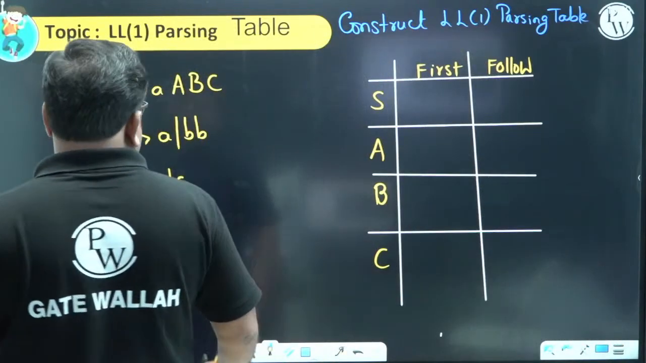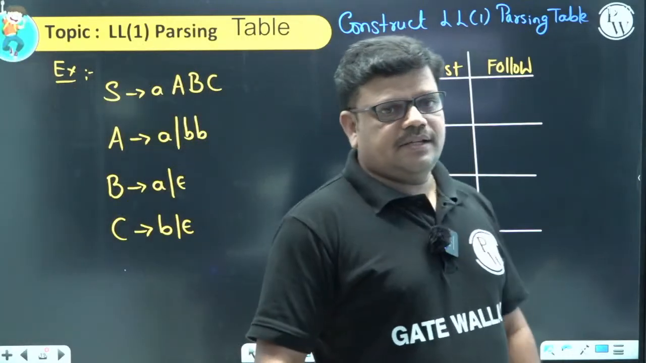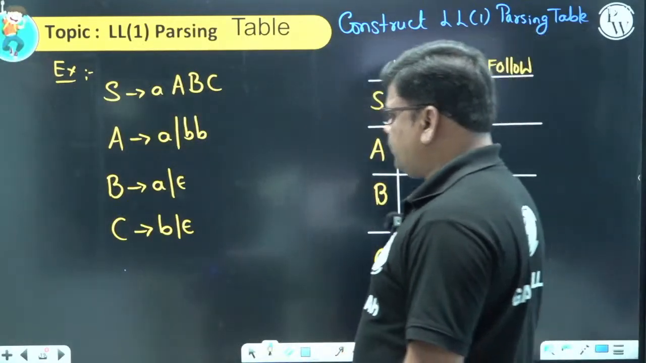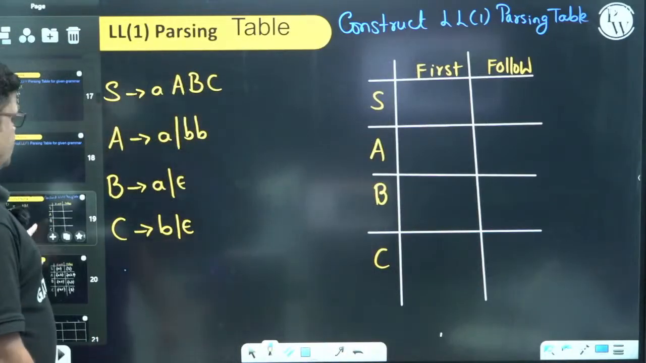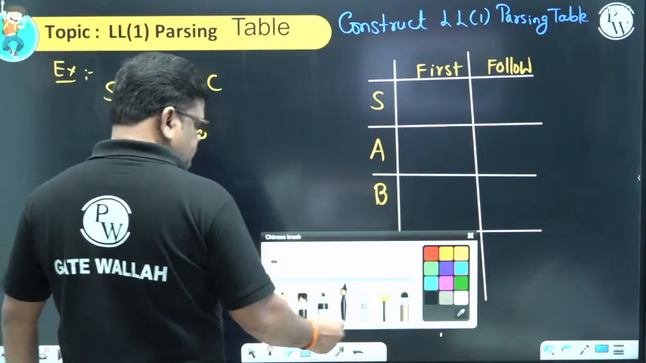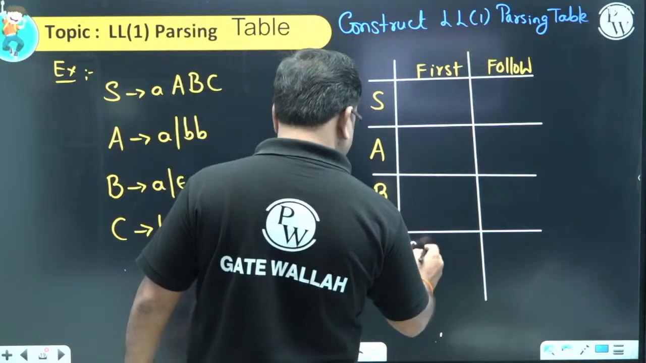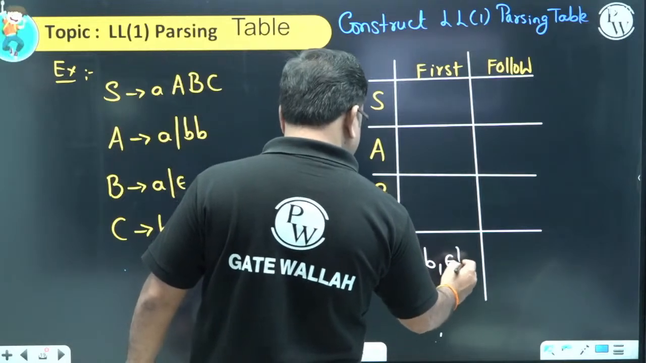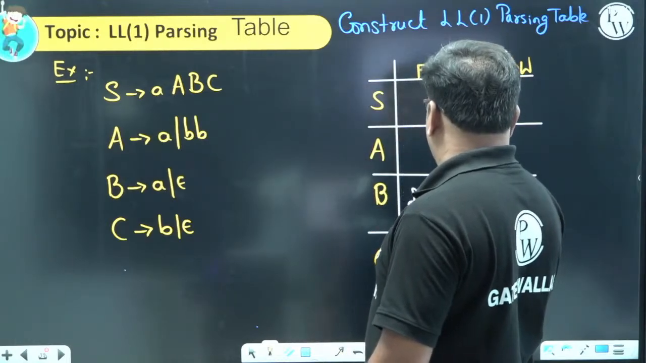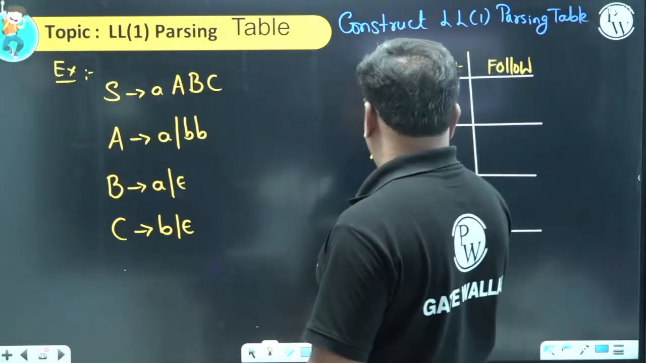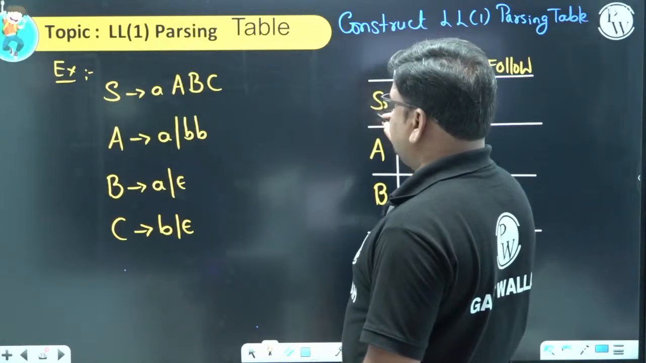Now, because the construction of the table also depends on the first and follow sets, let us try to compute the first set and follow set values for each of these grammar productions. So try with this. What is first of C? B, epsilon. A, epsilon. AB. First of S is A.